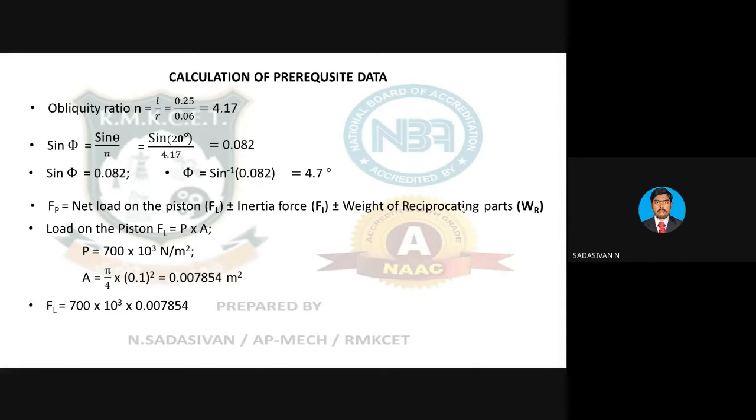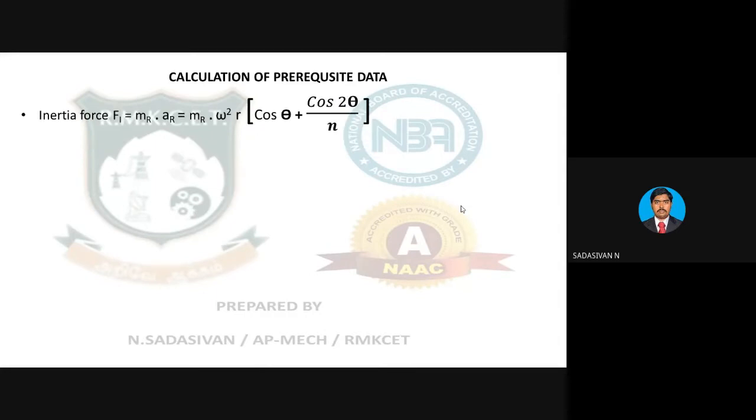Okay. So 700 into 10 power 3, into 0.07854. The answer is 5,500 Newton approximately, right? It's rounded off. So load on the piston is 5,500. Next is my inertia force. Inertia force formula, mass into acceleration, m r omega square r cos theta plus cos 2 theta divided by n. So mr equal to 1.1 kilogram.